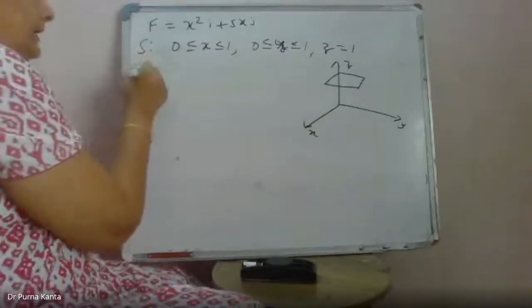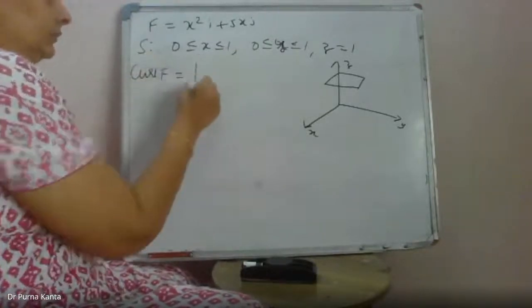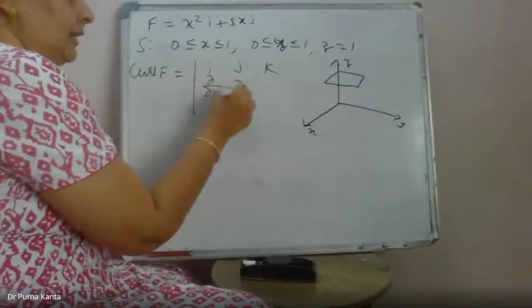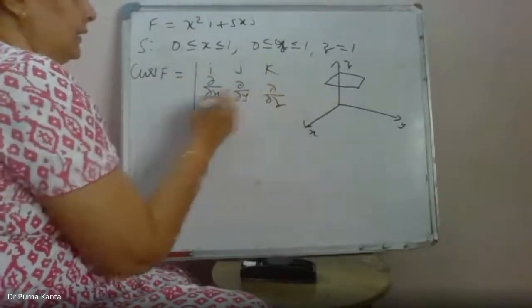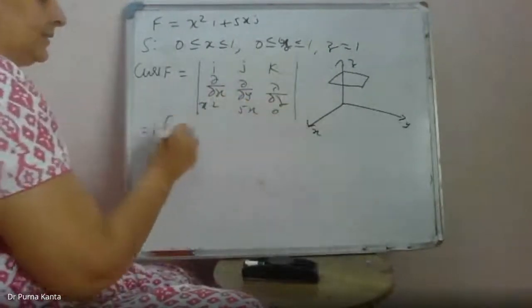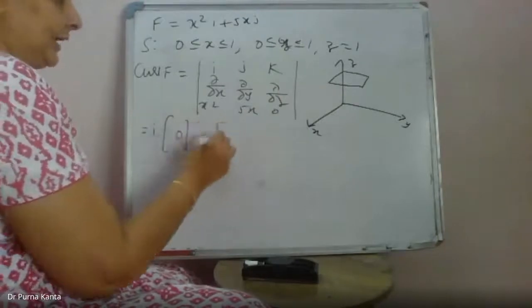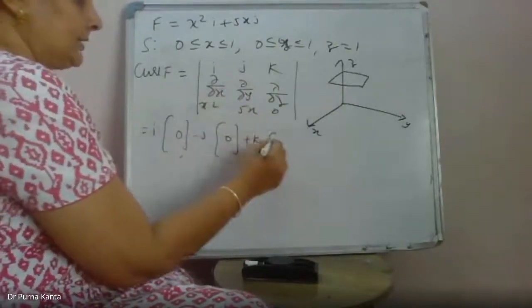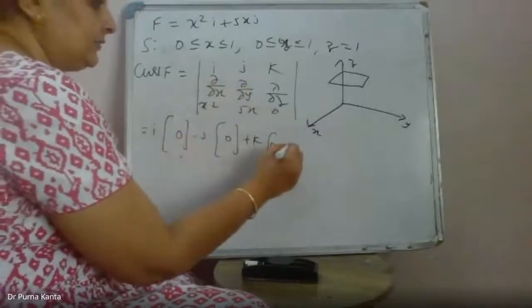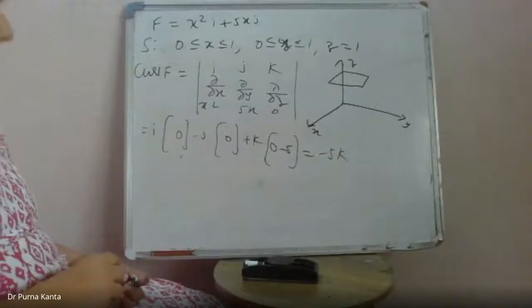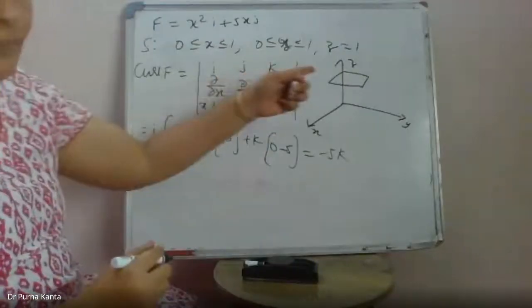So first we calculate curl F. i, j, k, dou by dou x, dou by dou y, dou by dou z, x square, 5x, 0, which is i times 0 minus j times 0 plus k times (dou by dou y is 0 minus dou by dou x is 5). So I think we got the value as minus 5k. Yes, ma'am. Okay, so we have only one plate here.